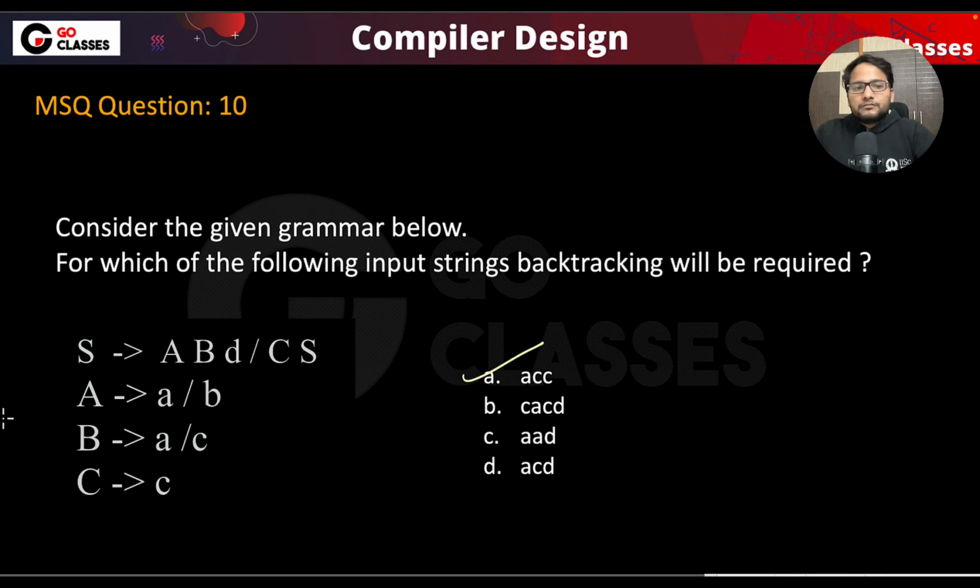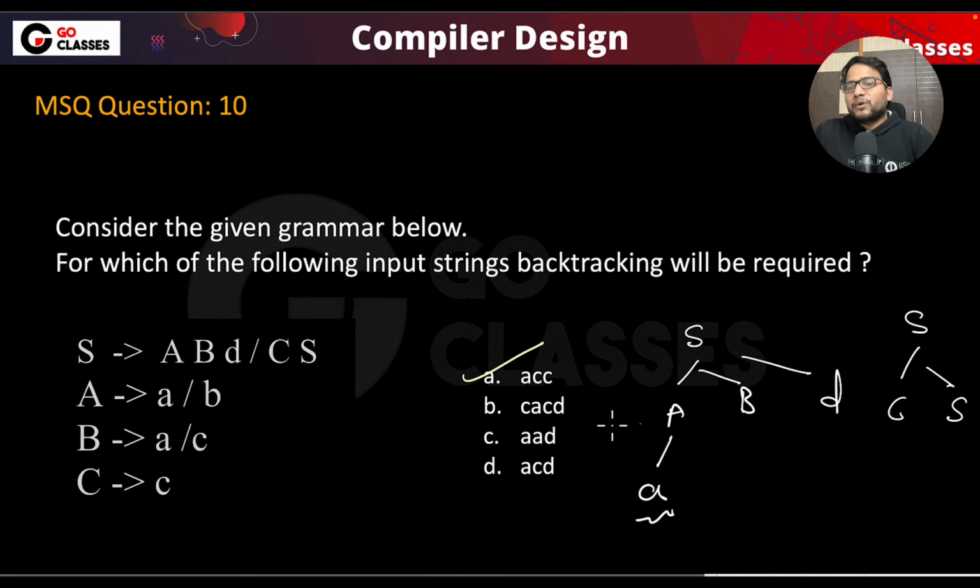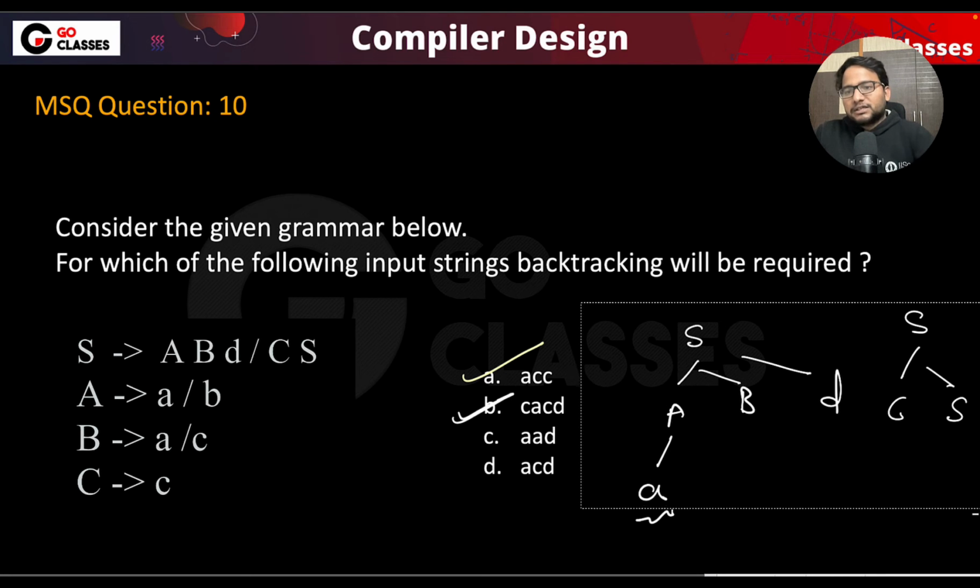Let's just see if you really need the backtracking for the CACD. So capital S will give you capital A, capital B, small d. This will give you small a, right? The very first production is small a. Now this is CACD. So this is not C. So that's why you may need the backtracking at A. I mean later on you will try this B also, and then you will say this A is a failure. So you will even say, okay, let me try with this, right? Maybe you will ultimately need the backtracking at S, but that's fine. But at least one backtracking you need, right? So that's why B is also true. So you also need the backtracking for this string.